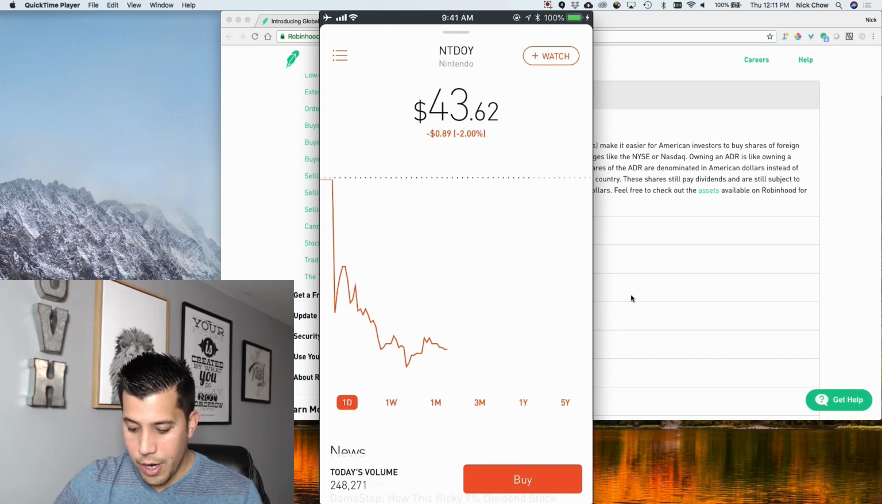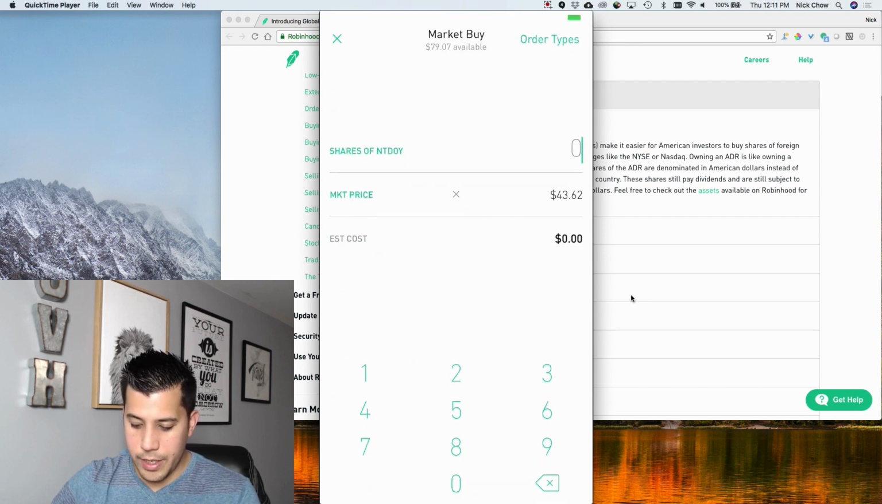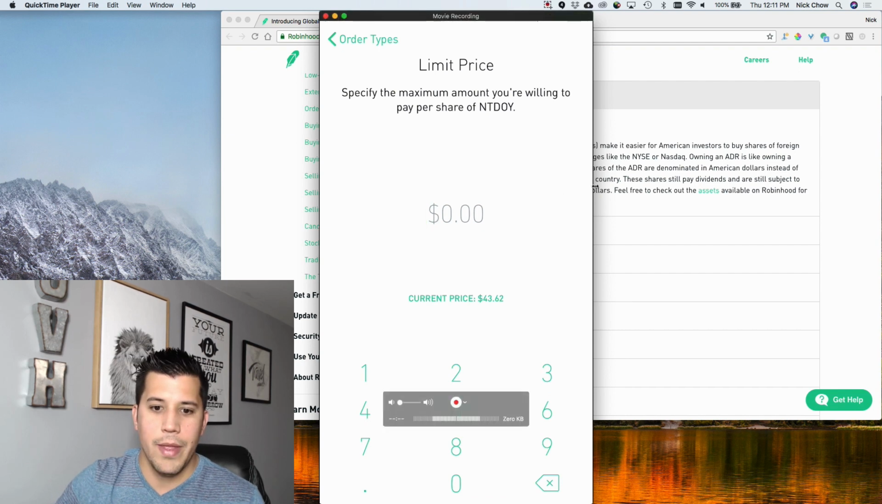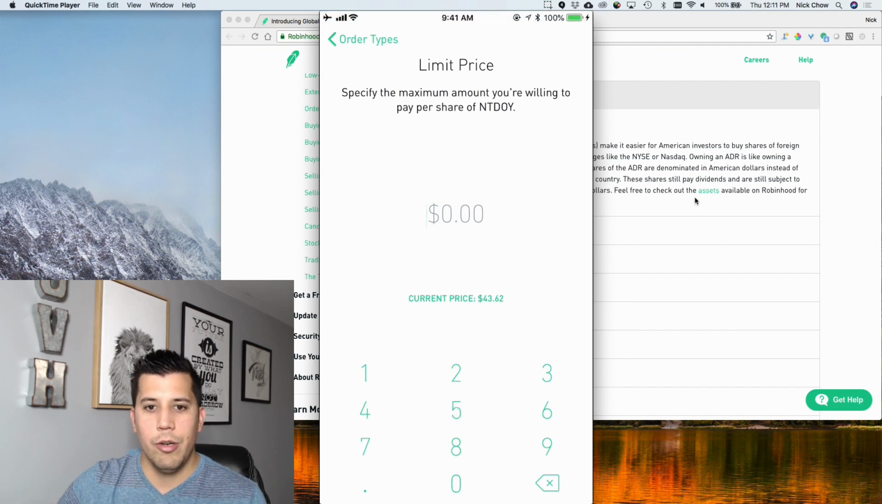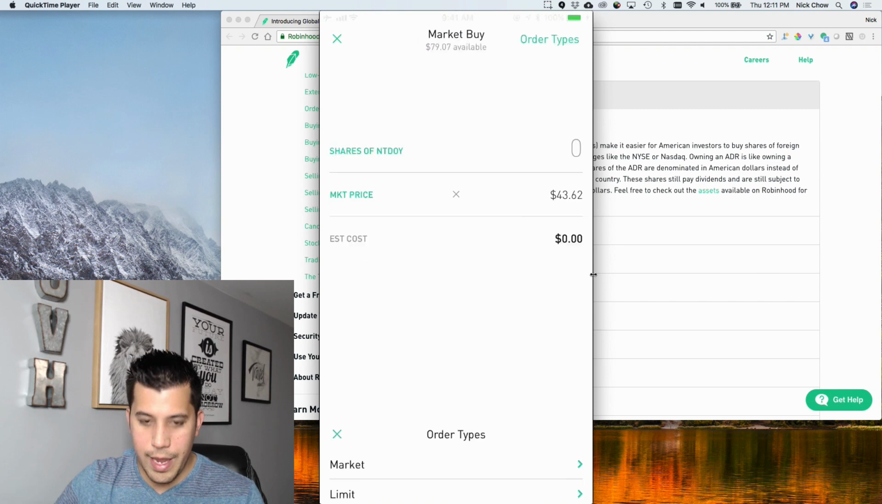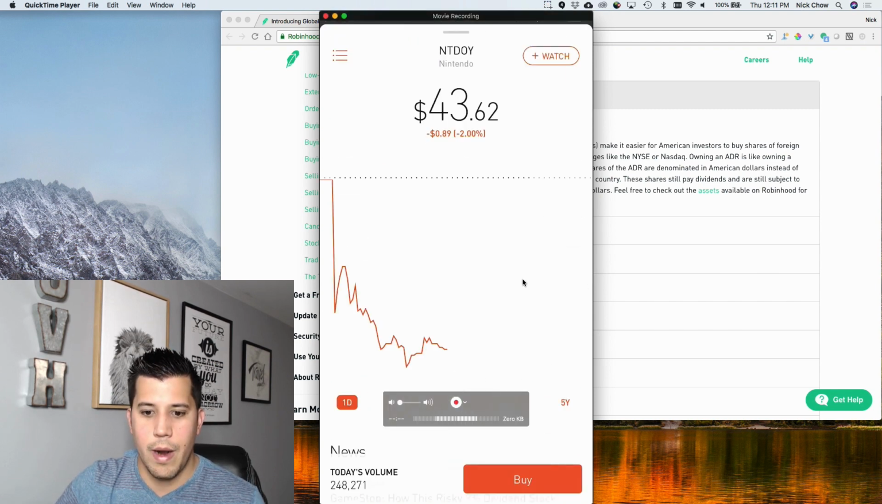If you go to buy here, one interesting thing is they don't really show you, like on other exchanges, like let's say I wanted to go buy this, let's say I put a limit price in, they don't show you the bid and the ask, they don't show you how wide the spread is. So I don't actually know, like the current price is 43.62. I don't know where the bid and the ask is, so I don't know where I'm going to get filled.